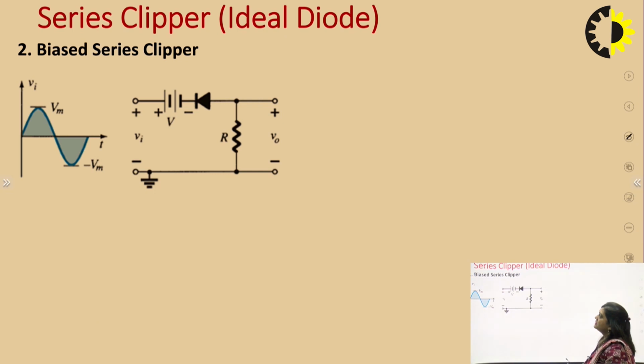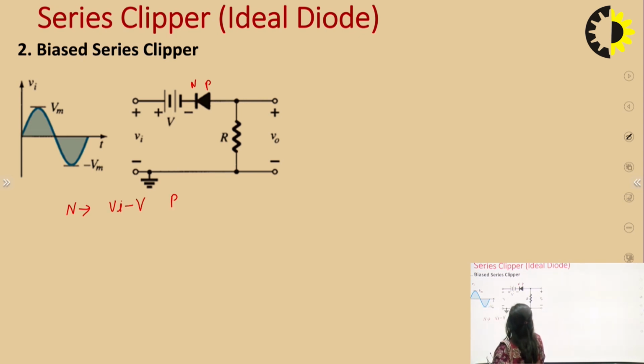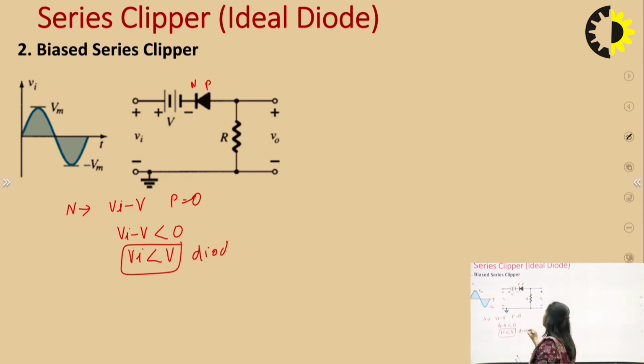Again, here we have to find the potential across the P plate and N plate. Here this is your N plate and this is your P plate. At the N plate, the potential is Vi minus V, and the P plate potential is 0. So Vi minus V must be less than 0, so Vi must be less than V. For this condition our diode will conduct.